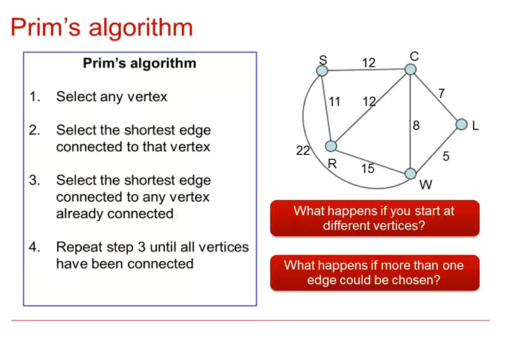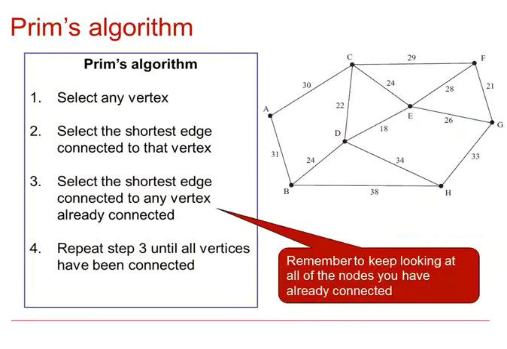In terms of an exam question, in the marking guide the examiner would give you marks for either one or other of the MSTs if you have a situation when more than one edge can be chosen. For this second example, you may wish to pause the video and try it for yourselves, or you may wish to check starting at a different vertex later. As you're working through, do remember in step 3 to keep looking at all of the nodes you have already connected.